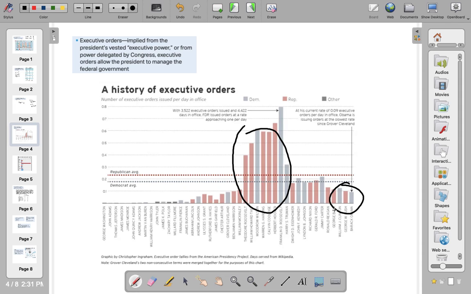And yes, it depends on the president, but as you can see, we have Obama here, Bush here, Clinton here. They've all used executive orders. This here says the current rate is 0.09 executive orders per day. So executive orders are not uncommon. They are used frequently, but they are not in the Constitution.